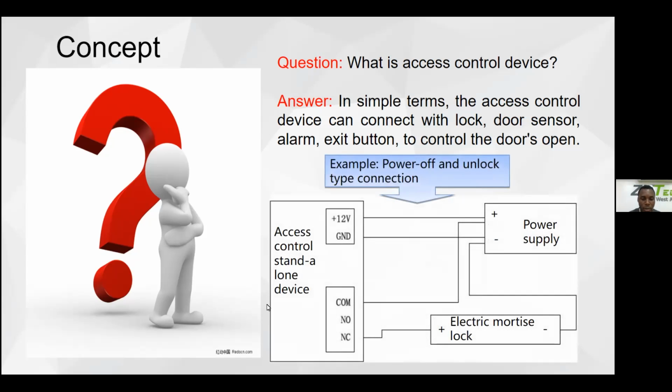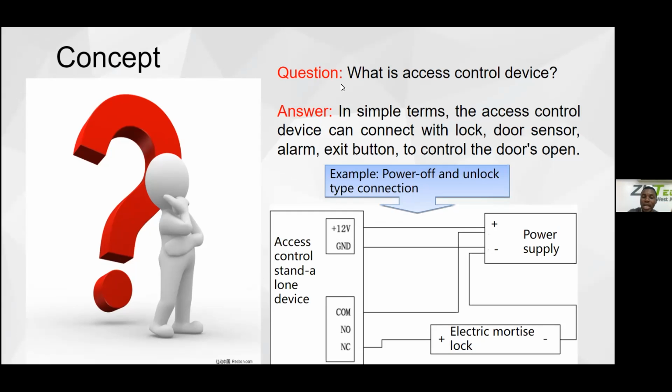Now, when we talk about access control, we are looking at the connectivity, for example, a power-off lock type connection. If you look at our diagram on the screen, we have the access control standalone device, the power supply, and the electric motorized lock. This electric motorized lock is what is connected to our door, and it is also connected to our access control standalone device.